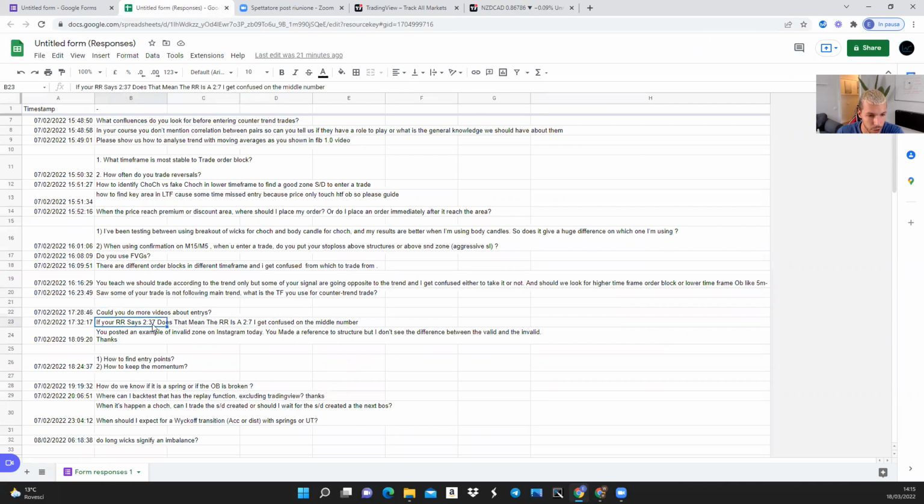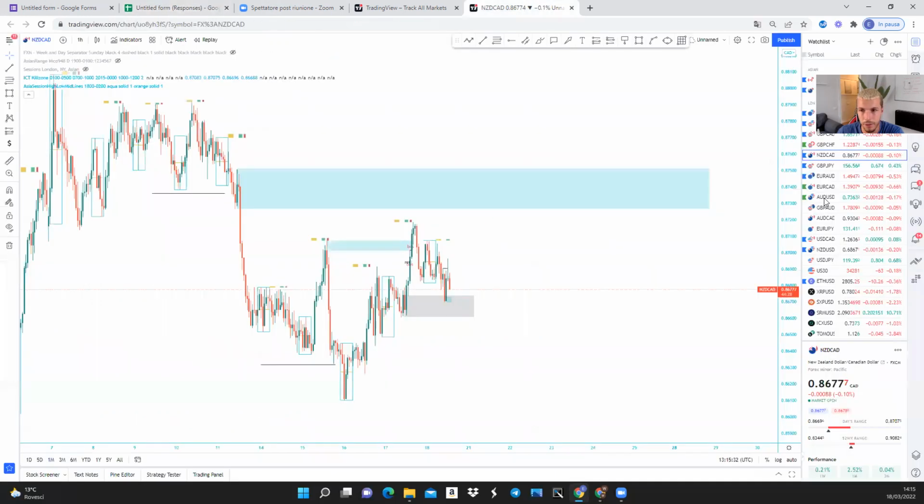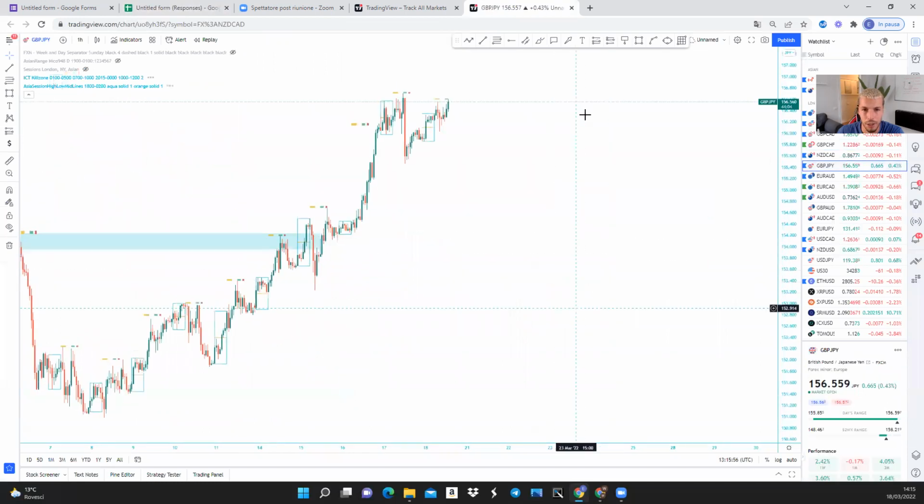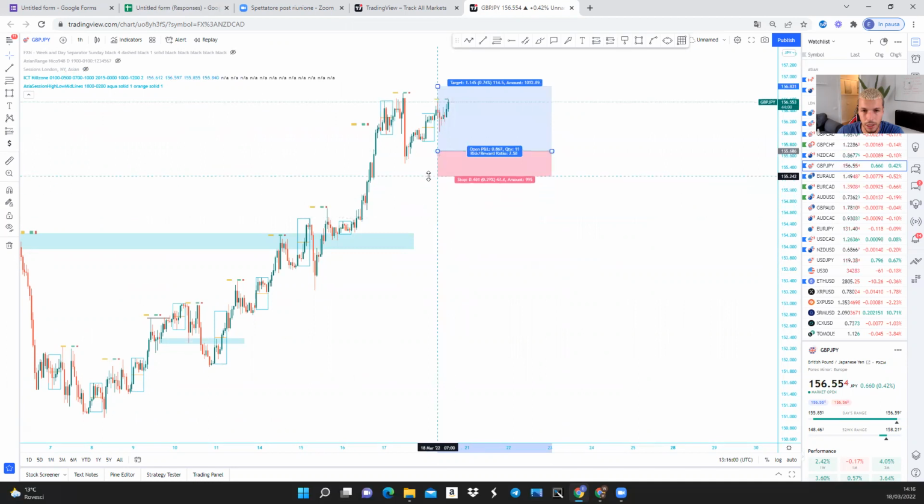Let's say the risk-to-reward ratio is 2.37. So for example, if your ratio says 2.58, it means 1 to 2.58, meaning that you're risking 1. If you're risking 1%, you will lose 1%. If you hit take profit, you will make 2.58%.